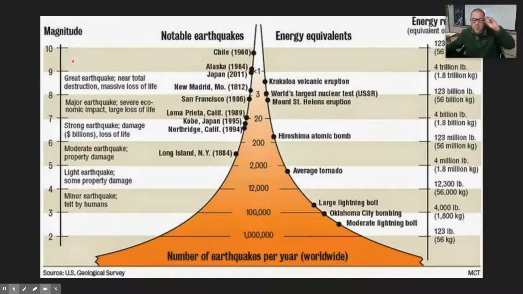Okay, so I'm going to post this particular chart to our Schoology page so that you can reference it quickly. Maybe go back through the energy equivalents here. Look at some of these historic events that match up with it.